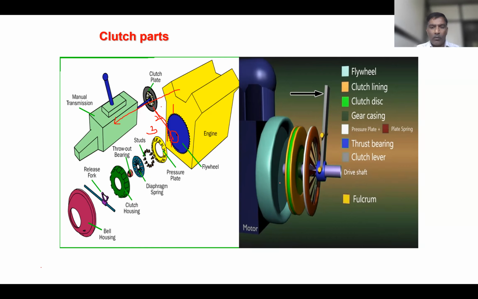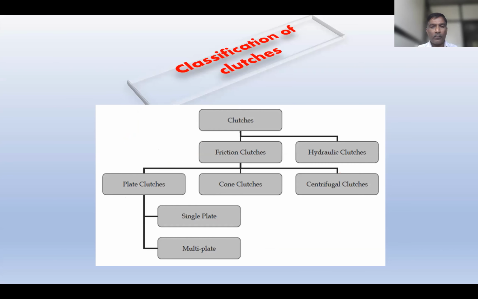Now you can see this figure on the right side. This is a diaphragm spring instead of a coil spring. For this particular figure, they have used a diaphragm spring. This one is the flywheel, and this is the clutch plate.